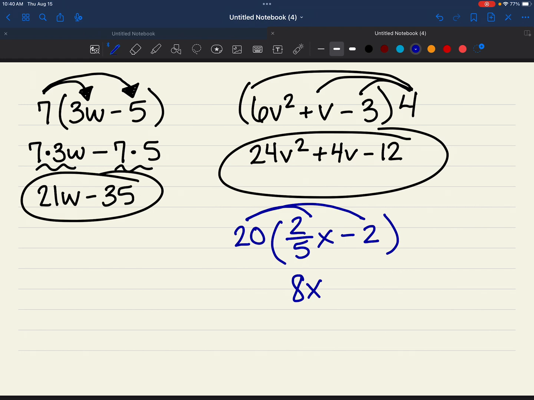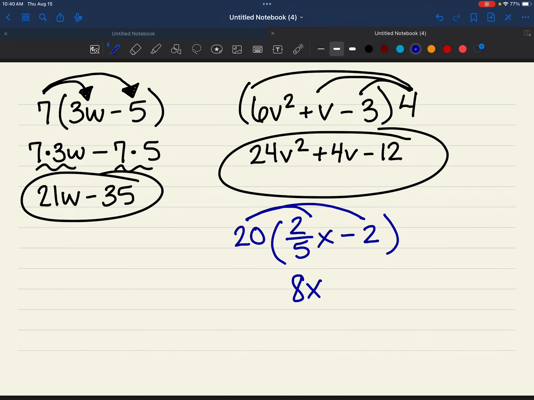Have you guys been shown that before with a fraction and a whole number? If you have a whole number times a fraction, you can multiply the whole number times the top and then divide by the bottom. The other thing you could do is start with division. What's 20 divided by 5? 4. Well, what's 4 times 2? Also 8. So either way works. You can multiply the top number, divide the bottom. It's an easy way for us to work with fractions.